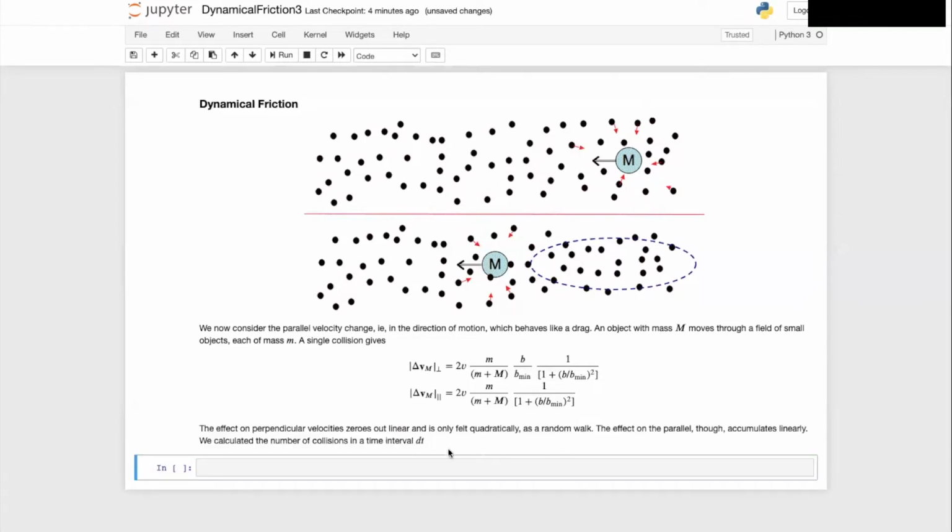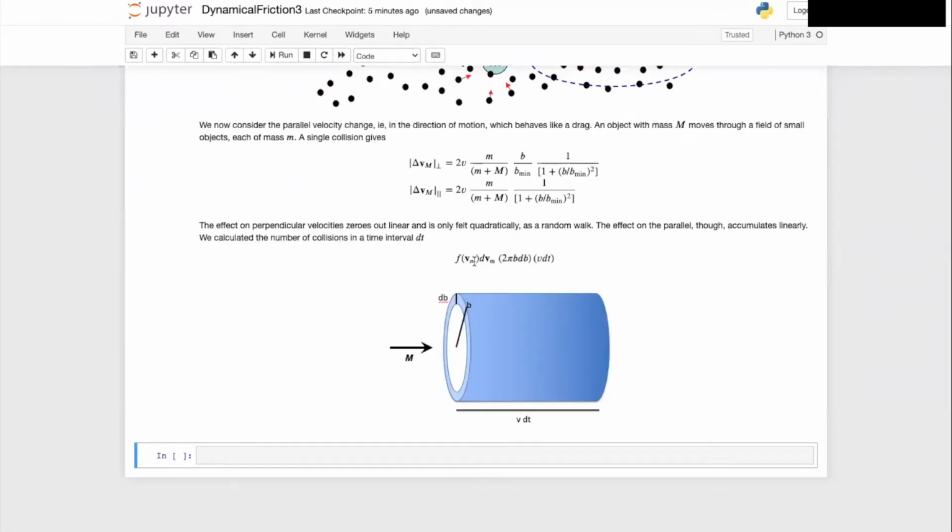We can calculate the number of collisions in a time interval dt, which we calculated in the previous video. f(v)dv is the distribution of stars within a unit volume with velocity between v and v plus dv. And the rest here, 2πb db v dt, is the volume of this cylinder with db. Integrating over impact parameter b, we would find the number of collisions.